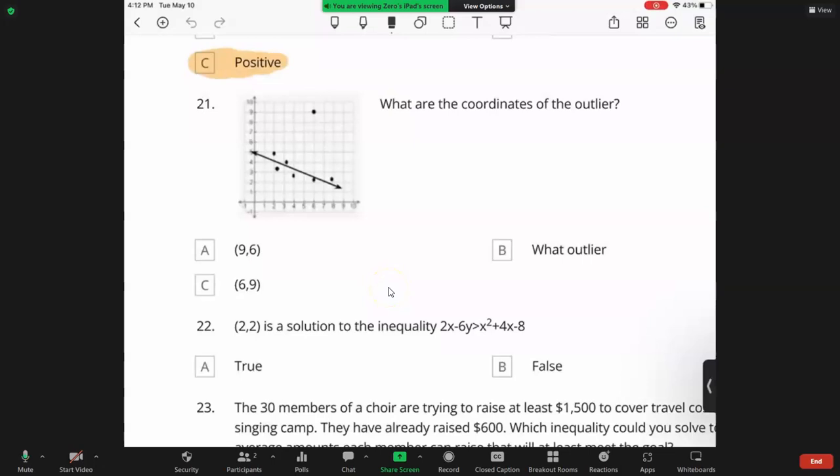What's up, guys? Let's go ahead and finish the second part of the final exam, Algebra 2 review here. Number 21. So 21 to 40 today.